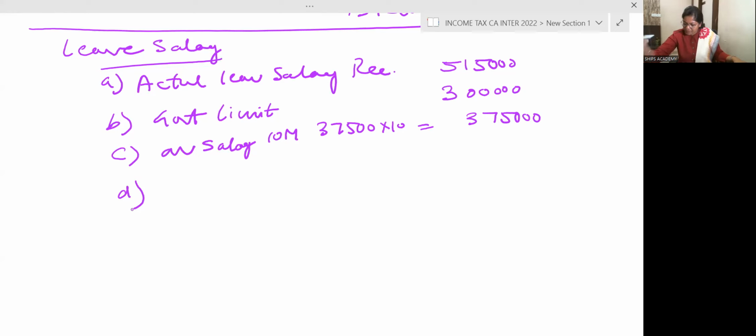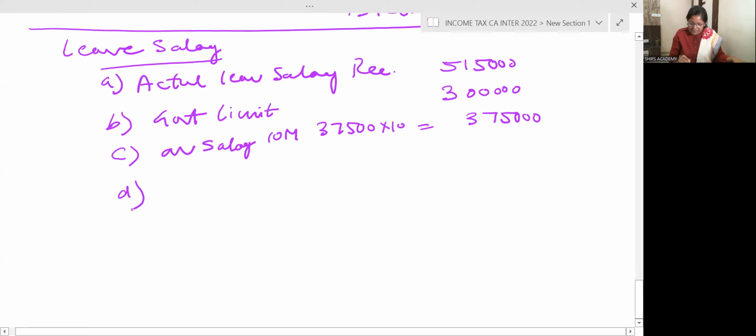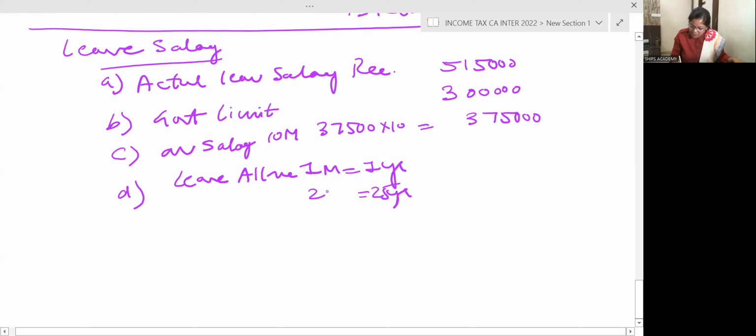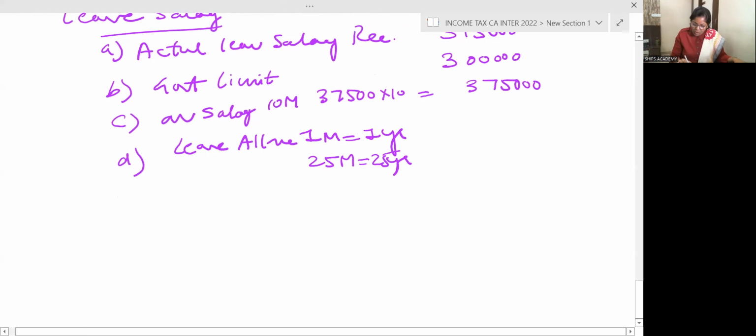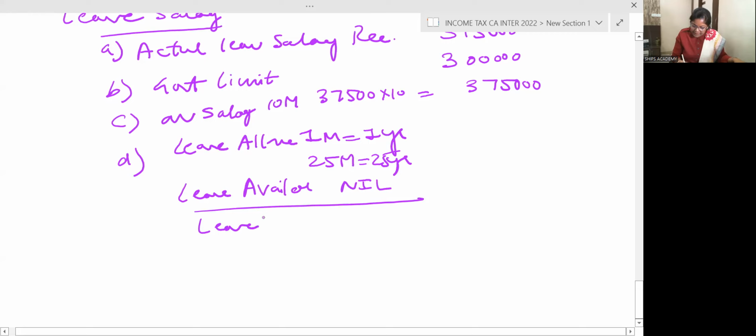Did everyone think the class was over? And the last one. Now for this, what you have to take is leave allowed. 1 month is equal to 1 year. Are you all with me? Then 25 years is equal to 25 months. And in 25 months, not even one leave has been taken. Leave allowed is 25 months. Leave availed is nil. And hence leave credit, how much is it? 25 months.